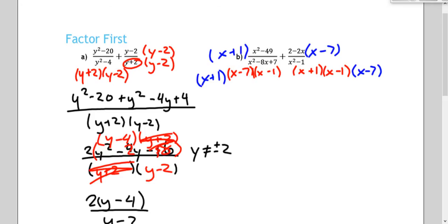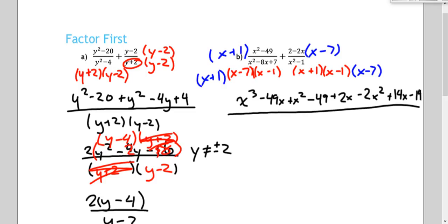So then that multiplies down to x cubed minus 49x plus x squared minus 49 plus 2x minus 2x squared plus 14x minus 14, all over brackets. So then that leaves us, simplified down, to x cubed plus 3x squared minus 33x minus 63.